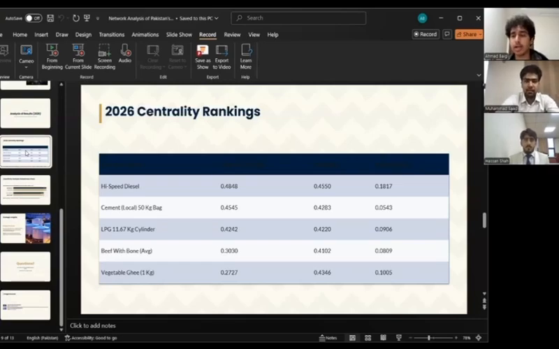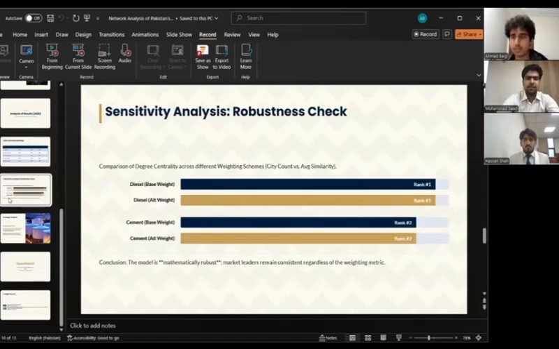Now I shall shift to slide number 10, which discusses a sensitivity analysis. Now, as data scientists, we had to ask, are these results real or are they just a byproduct of how we weighted our graph? To test this, we conducted a sensitivity analysis. We completely rewrote our edge weighting scheme. Instead of weighting edges by simple count of cities, we updated our Python script to weight the network based on average cosine similarity. We reran the entire multi-year calculation.